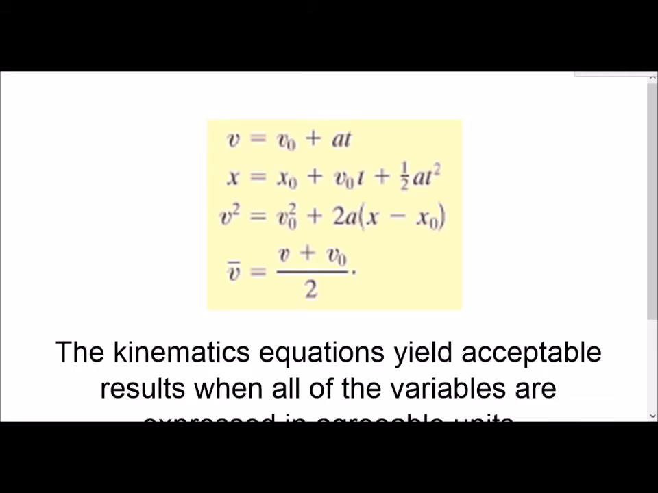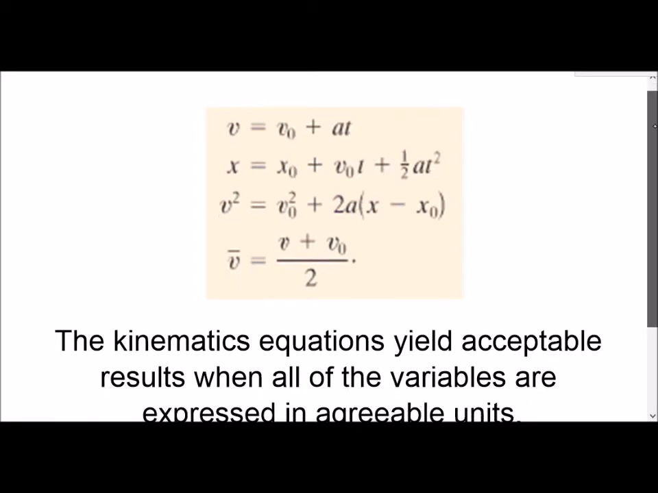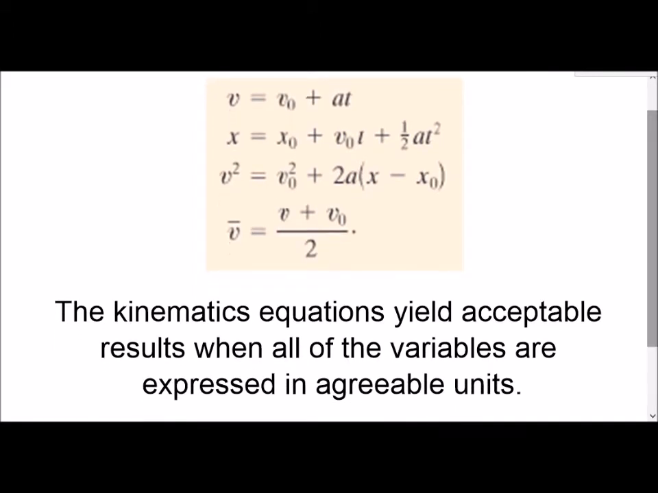These are the kinematics equations that we use most often in physics. These are the equations that relate together variables like velocity, acceleration, time, and displacement. In order for these equations to give us answers that make sense, the given values that you deal with must all have agreeable units. Let me show you an example of what I mean by that with this first kinematics equation.